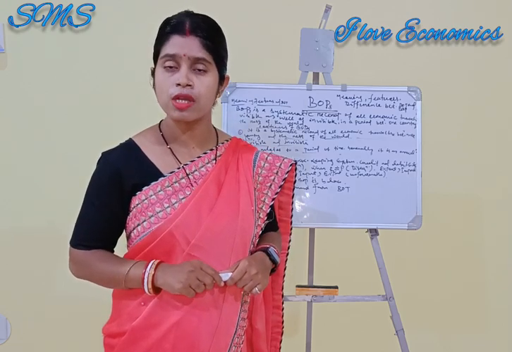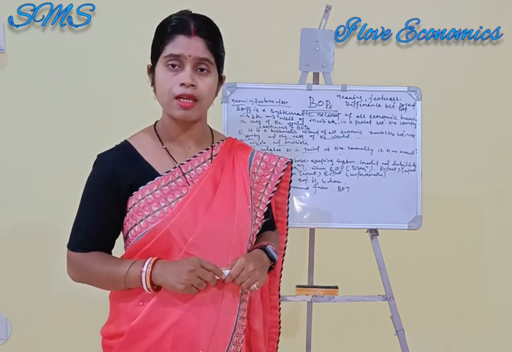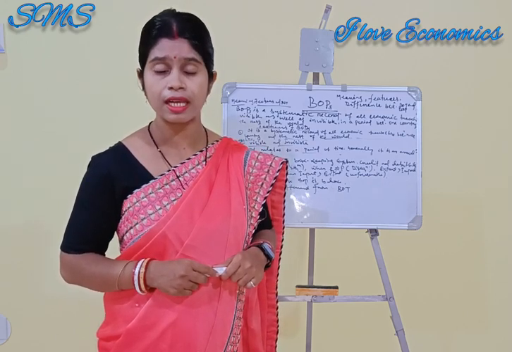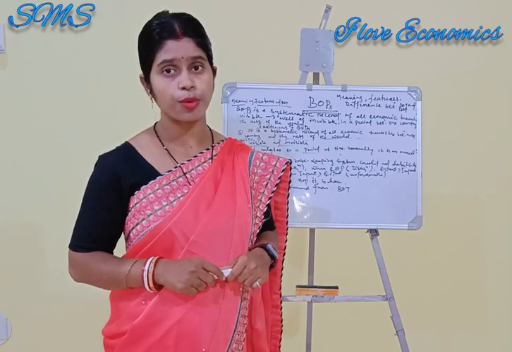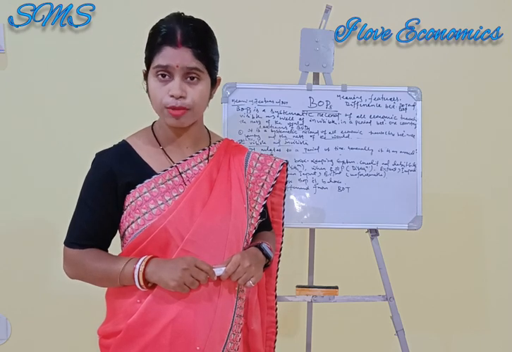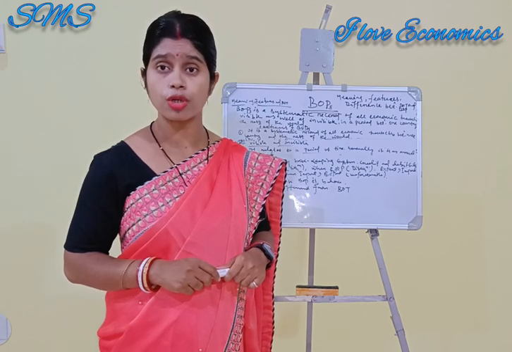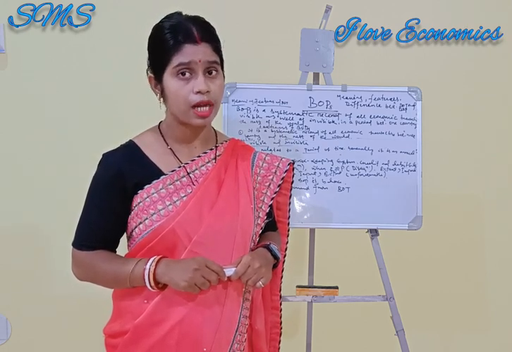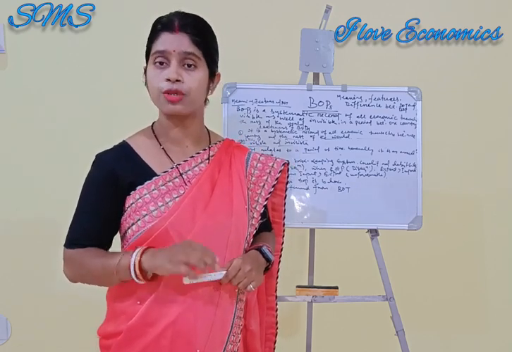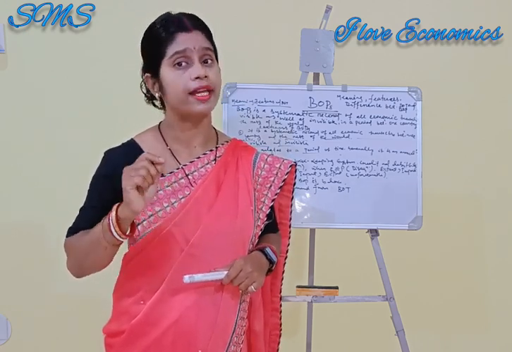What are visible items? Visible items are those that we can see, touch and feel. Invisible items are those we cannot see or touch, we can only feel. That means all types of material goods are included in visible items and all types of services are included in invisible items. But balance of trade does not take into account invisible items or services. Only visible items come into balance of trade, that means only material products, only merchandise products.